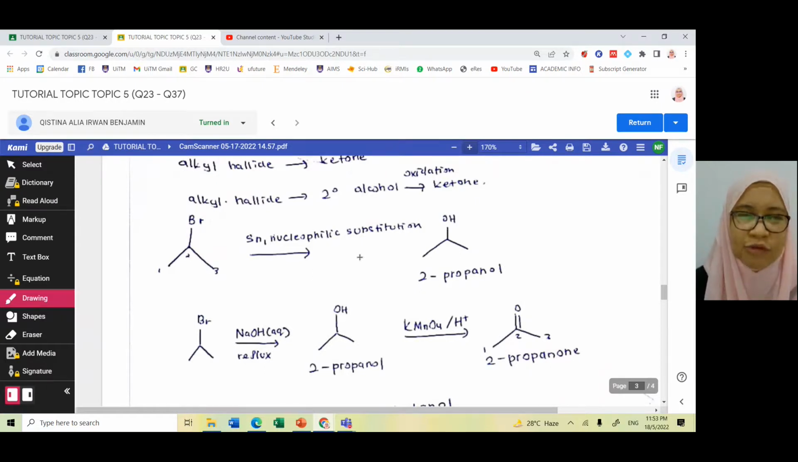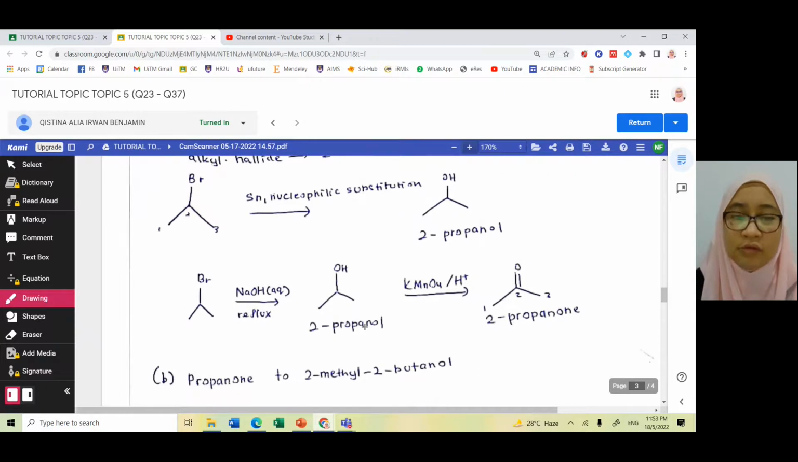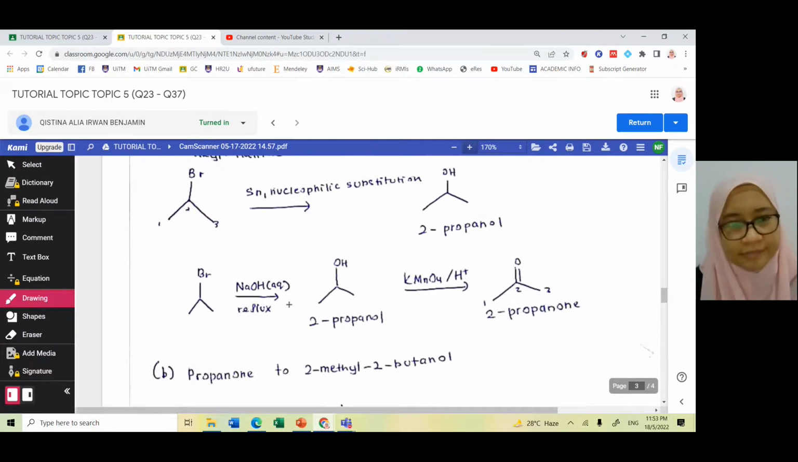Okay, this is our planning. From alkyl halide, convert into alcohol first. Once they become alcohol, then only we can convert into carbonyl, which in this case is ketone. So ketone is actually produced from secondary alcohol. Ketone comes from secondary alcohol. So this is correct.